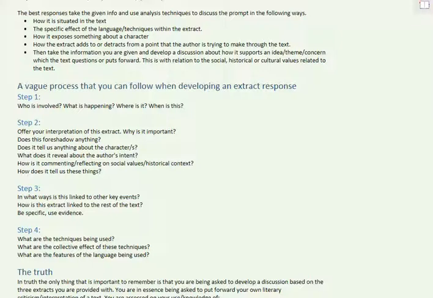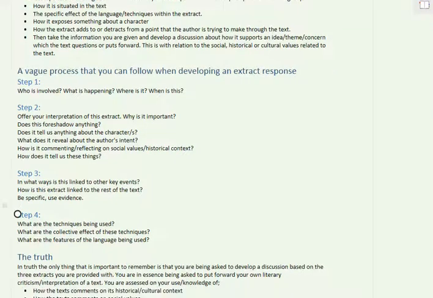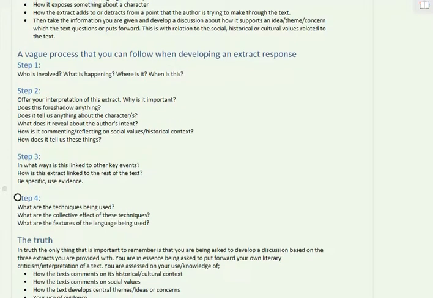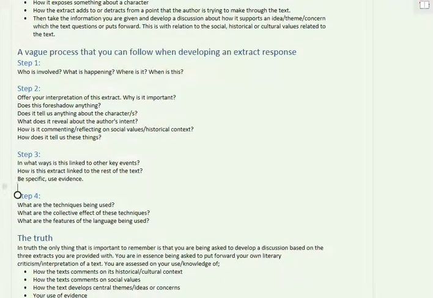How it is situated within the text, like where is it in the text, how is it set up, where does it lead, the specific effective language techniques within the extract. So we're talking about the language being used and also the literary techniques that are there. How it exposes something about a character. How it adds to or detracts from a point that the author is trying to make.